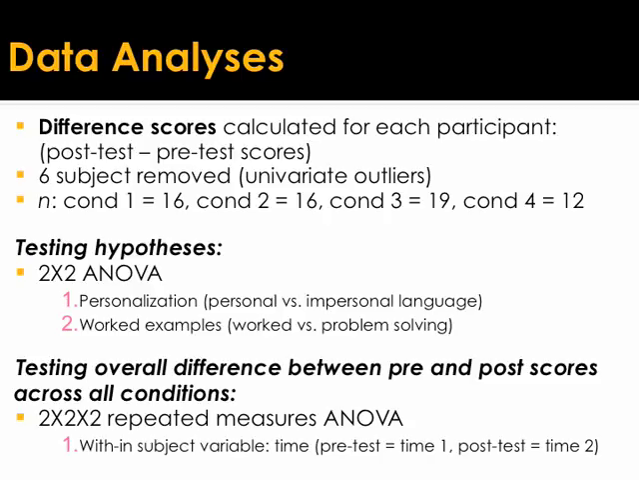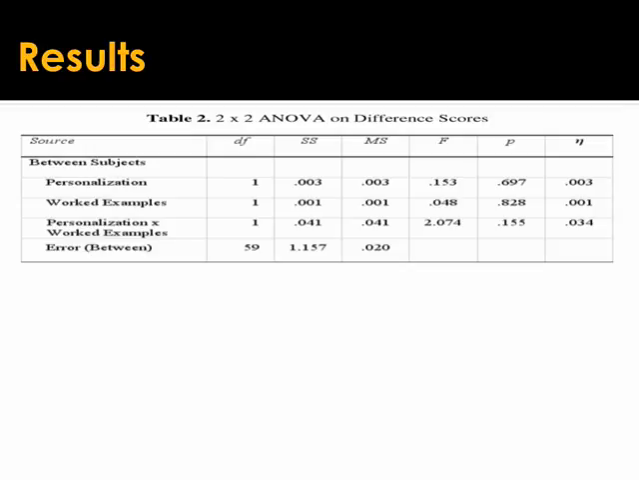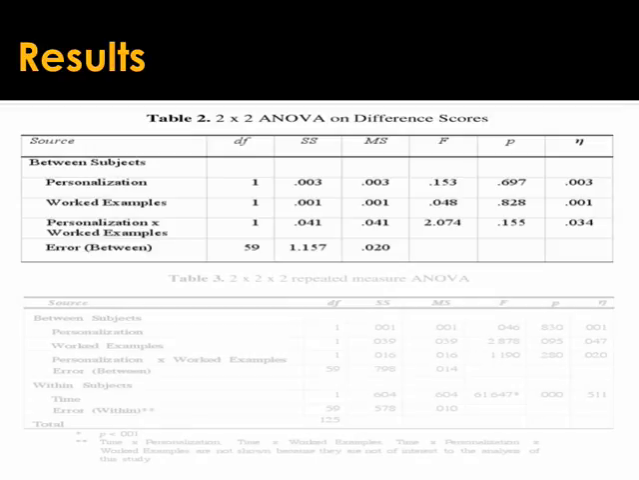So to test their hypotheses, they first did a 2x2 ANOVA with 2 factors and 2 levels. The 2 factors were personalization and worked examples. The 2 levels of personalization included personal versus impersonal language, and the 2 levels of worked examples included worked versus problem solving. To test overall differences between pre- and post-test scores across all conditions, they used a 2x2x2 repeated measures ANOVA. The within-subjects variable was time, so pre-test and post-test. Results are presented in the following two tables, the 2x2 and the 2x2x2 ANOVAs.